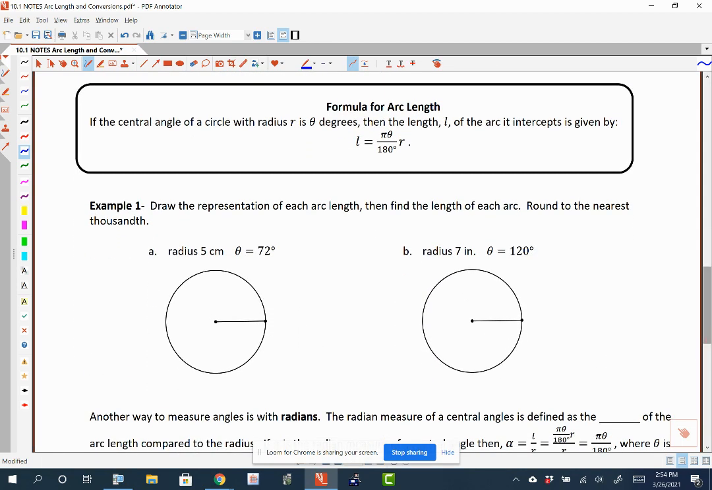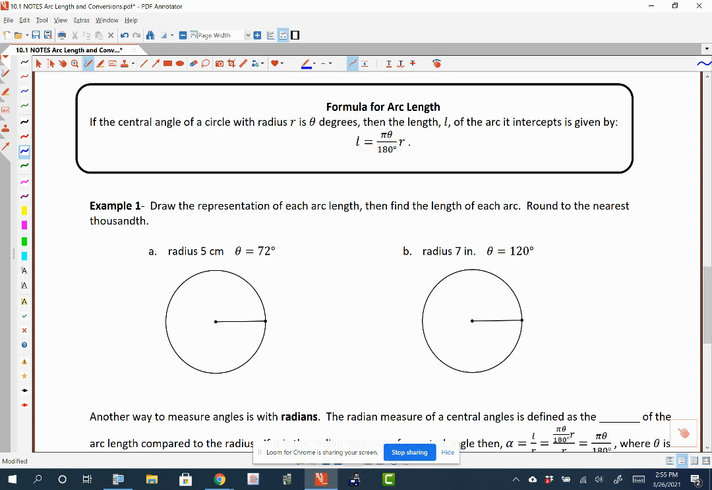So at the top of this page, just kind of nice and organized here, we've got our arc length formula. It says if the central angle of a circle with radius r is in degrees, then the length, or L, of the arc it intercepts is given by this. So we have our nice formula we just came up with from the other side.